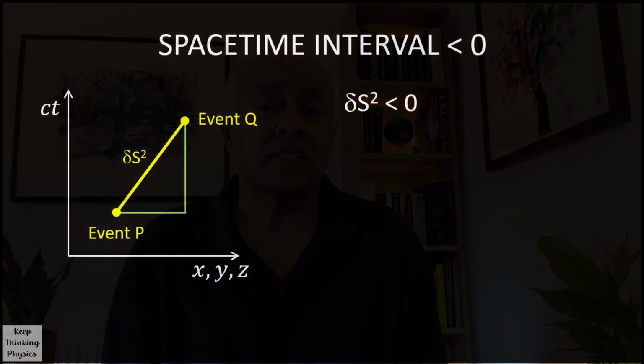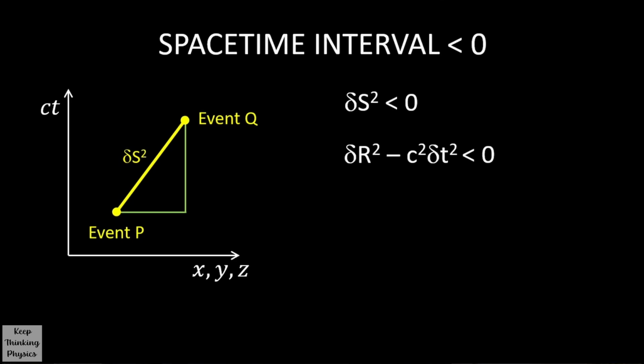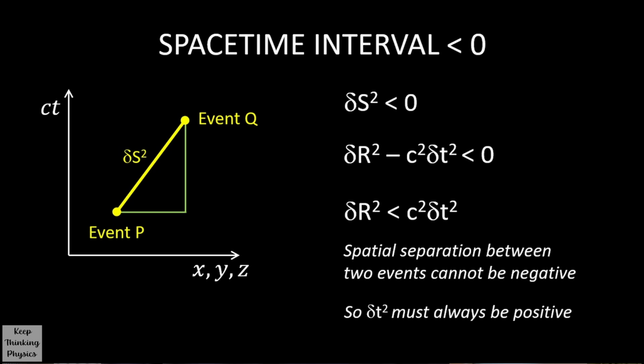The first case is where the space-time interval ds squared between events is less than 0. If ds squared is less than 0, then that means that the spatial distance dr squared will be less than the time interval. Remember, what we are talking about is ds squared, which is the space-time interval between two events. The spatial separation dr between two events can never be negative, so the minimum value it can have is 0. And this means that due to this inequality, dr squared is less than c squared delta t squared, dt can never be 0. It must always be positive.